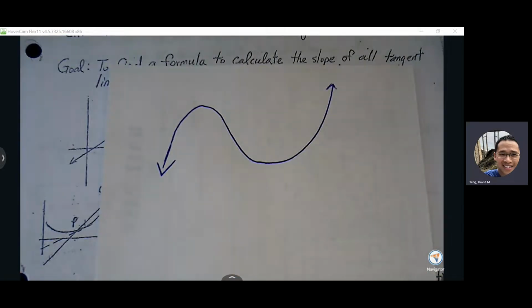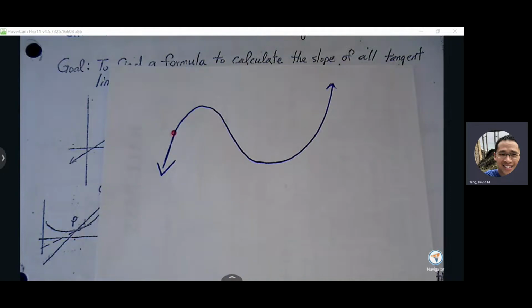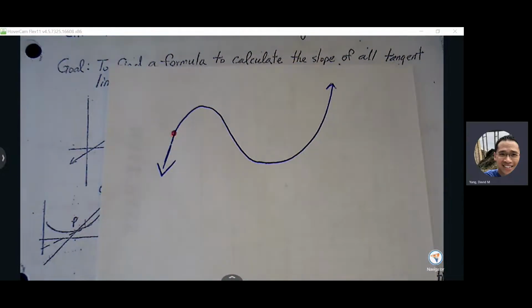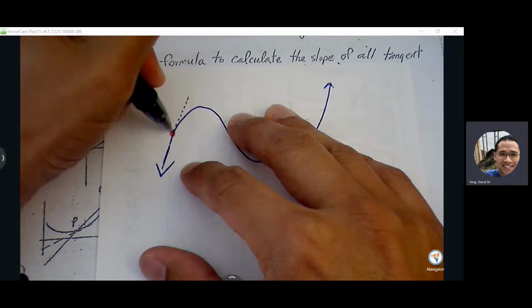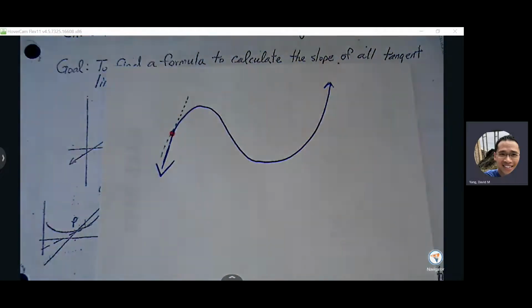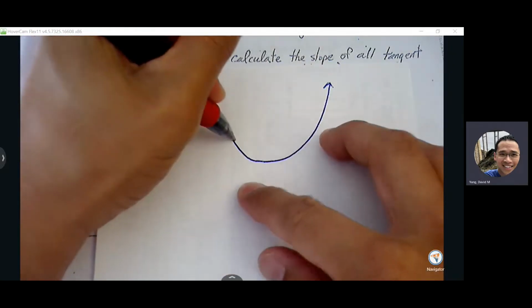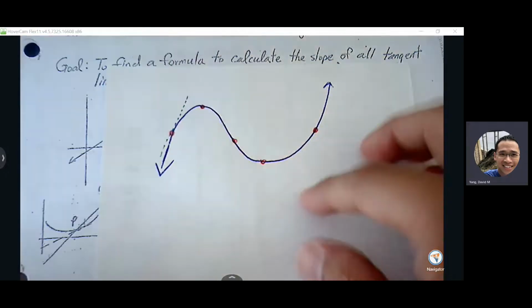Now, I'm just going to pick some random points along this curve, and I'm going to talk about the steepness at each point of this curve. We like to draw these tangent lines. It helps us see visually how steep these points are. So I'm going to pick some random points, draw tangent lines to them, and then we're going to talk about these points.